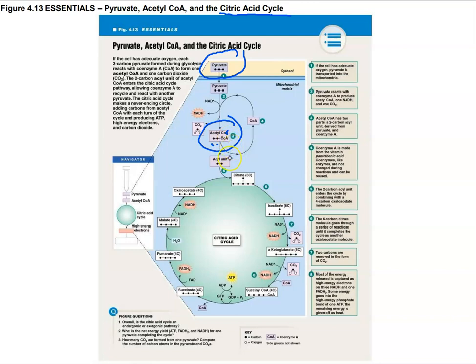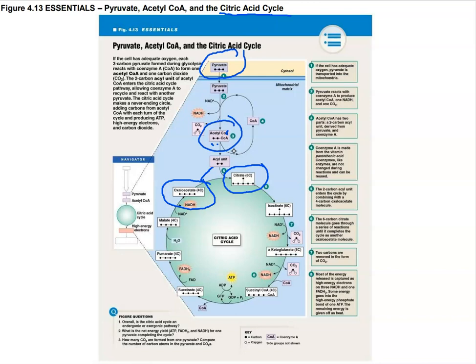Acetyl-CoA will enter the Krebs cycle by binding to the final product of the previous round, which is oxaloacetate. Oxaloacetate plus acetyl-CoA. Oxaloacetate has 4 carbons, acetyl-CoA has 2 carbons, and that makes the first intermediate in our Krebs cycle for the next round. That's citric acid or citrate, and it has 6 carbons.